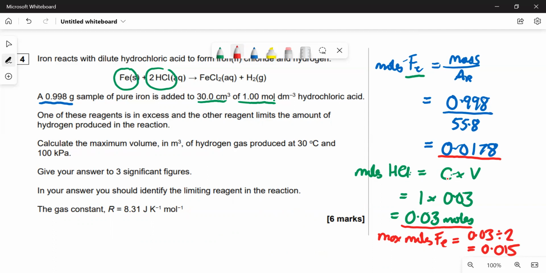Now we need to work out the volume of hydrogen gas produced, so we need the moles of hydrogen gas. Look, 2 moles of this gives us 1 mole of hydrogen. So that is the moles of hydrogen we're going to make, 0.015. Okay, let's write that down there.